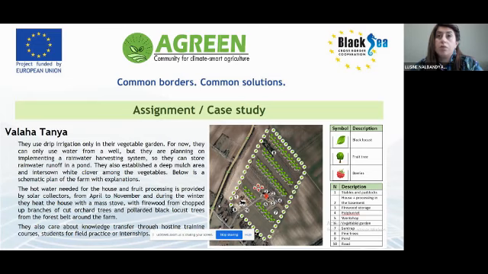So they are mainly using a drip irrigation system. Now they have to use the well water, but they are also planning to build a rainwater harvesting system in order to be able to keep the rainwater in the well.